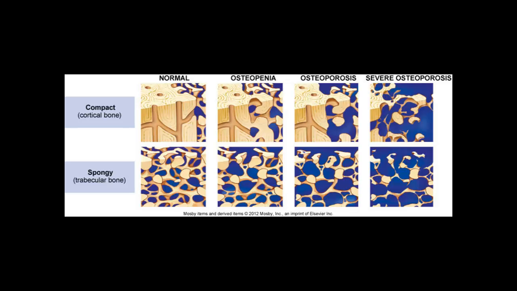So here's showing some different kinds of processes that can occur in the bone and what the bone looks like in these different processes. Normal on the left-hand side, osteopenia, moving into osteoporosis, and then severe osteoporosis on the right-hand side where we have a very spongy bone matrix that's really not going to be very strong and could cause a lot of problems with the patient.